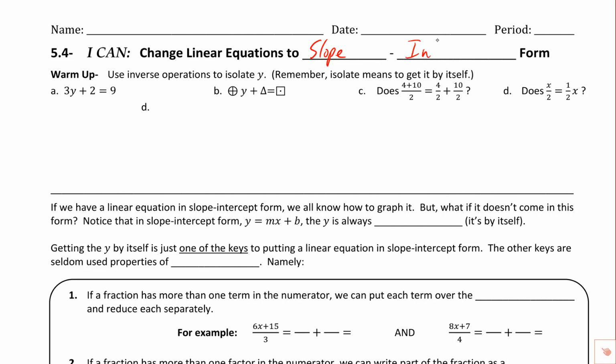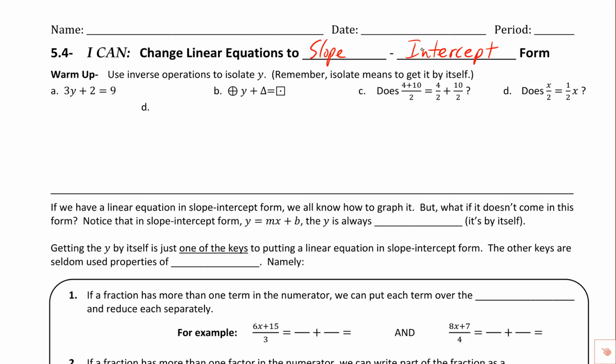So slope-intercept form. Now, if we say slope-intercept form, we should keep in mind what we're talking about is the slope of the line and the y-intercept. Some people lose sight of the fact that we're really talking about the y-intercept there. So keep that in mind.